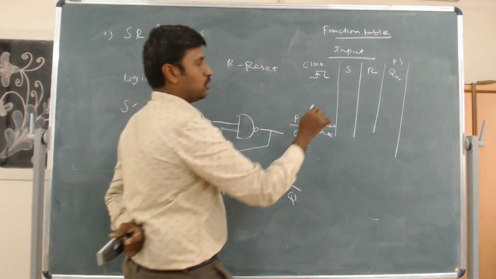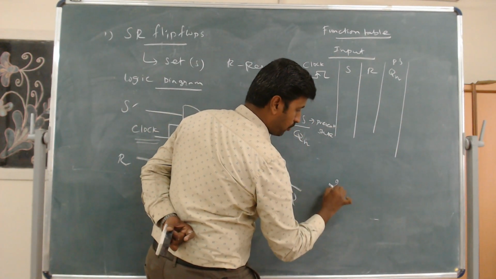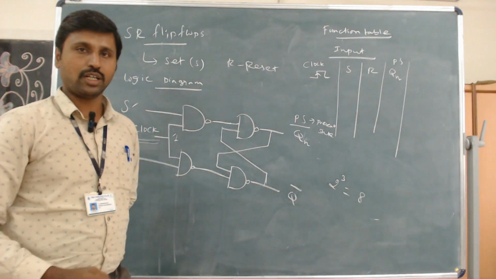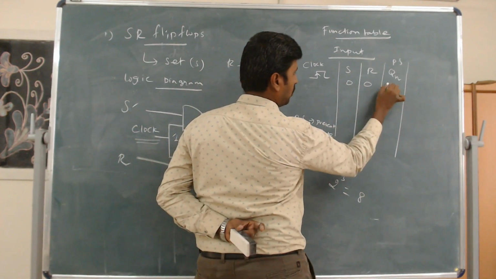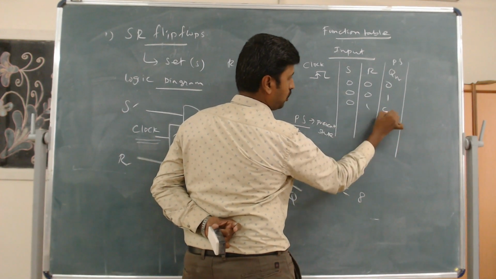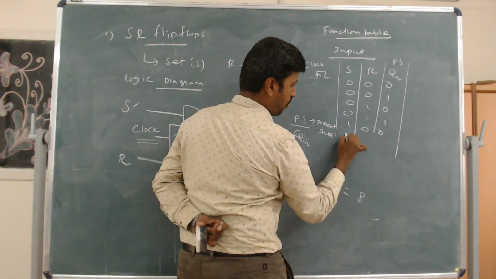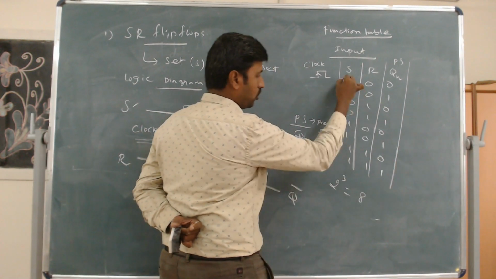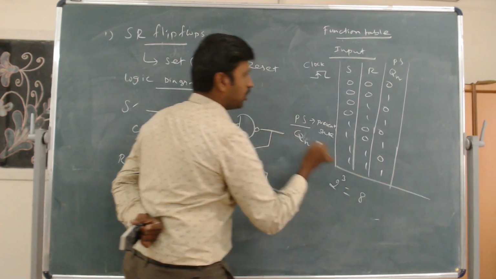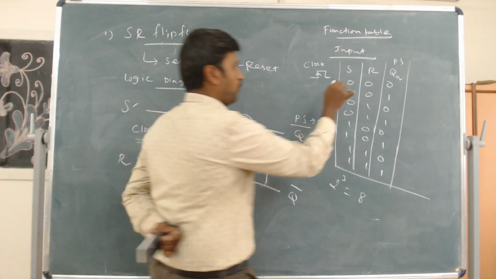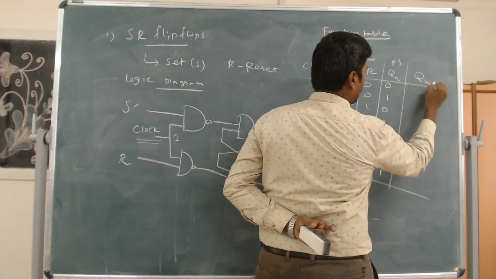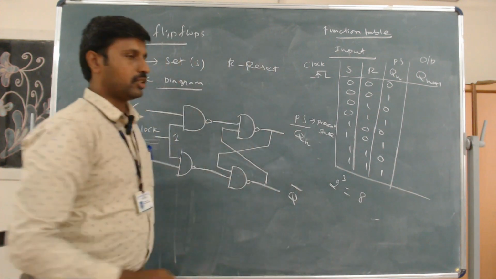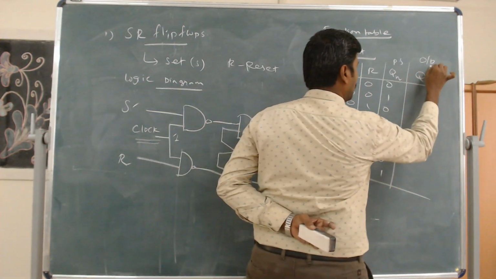With 3 inputs, the number of combinations is 2 power 3, which is 8 combinations possible in digital electronics. So here: 0 0 0, 0 0 1, 0 1 0, 0 1 1, 1 0 0, 1 0 1, 1 1 0 and 1 1 1. Totally 8 combinations, 0 to 7. These are the possible combinations for flip-flops, so we may derive the function table. The output we can call Q of N plus 1, also called the next state.